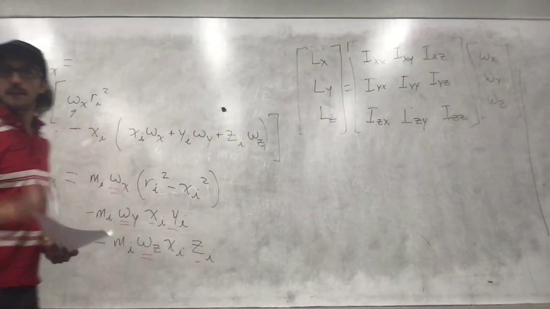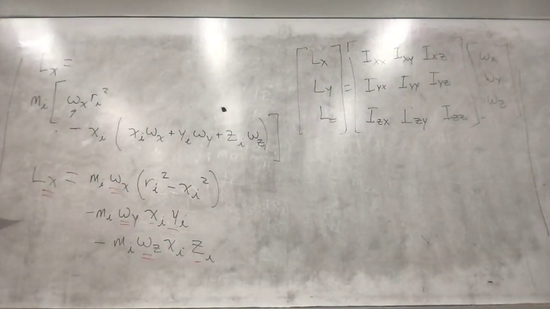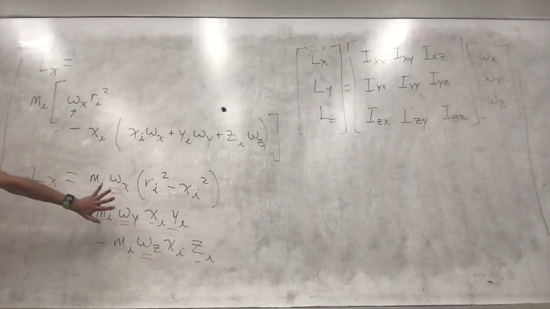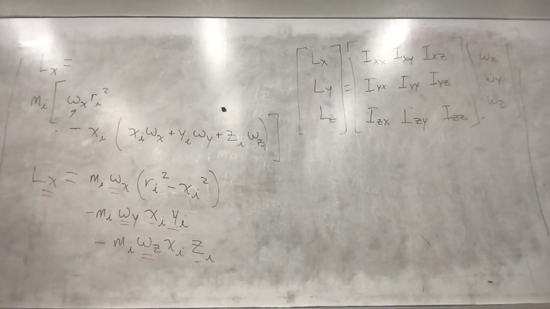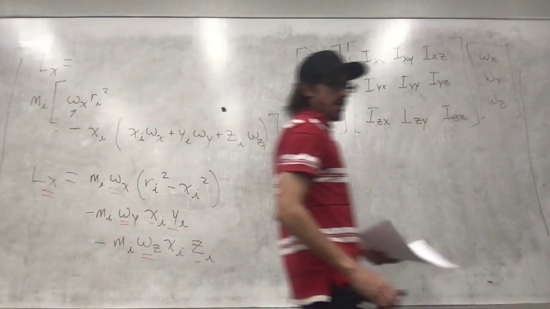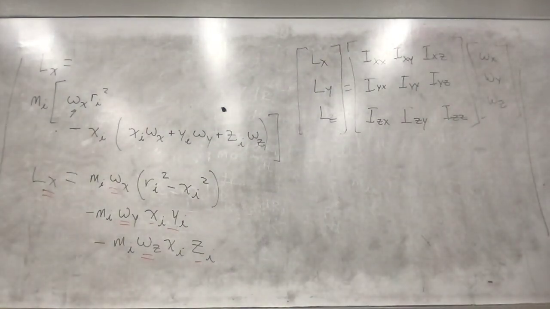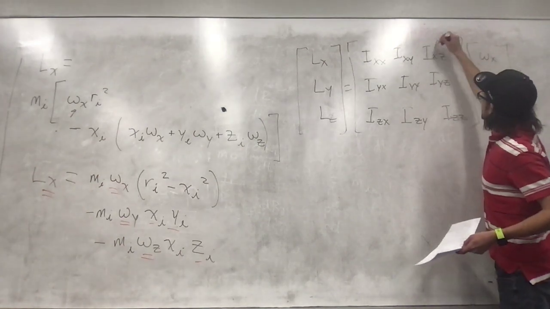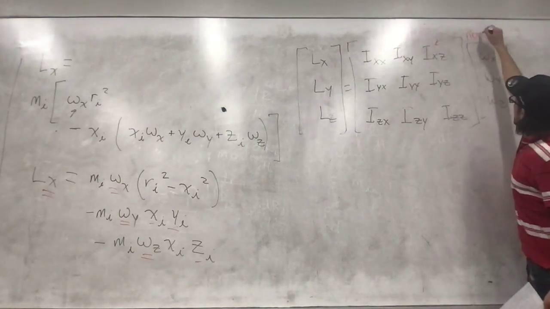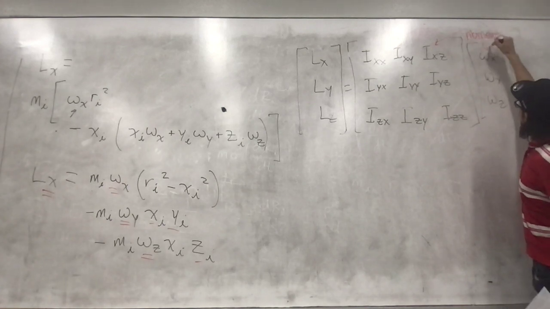What are those I's? The coefficient of the omega x. Yeah, they're definitely going to be in terms of the x_i's, y_i's. It's the moment of inertia. Yeah, moment of inertia. There you go. So this whole thing, the matrix, is the moment of inertia.